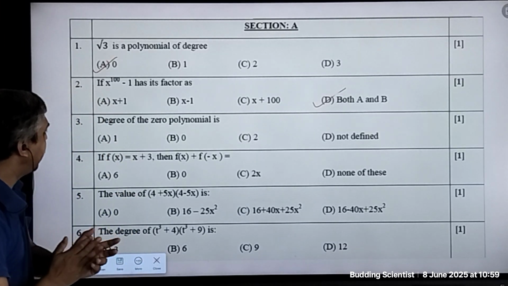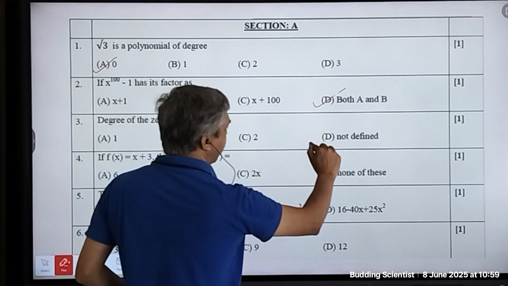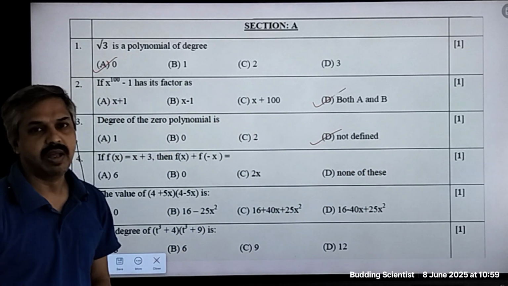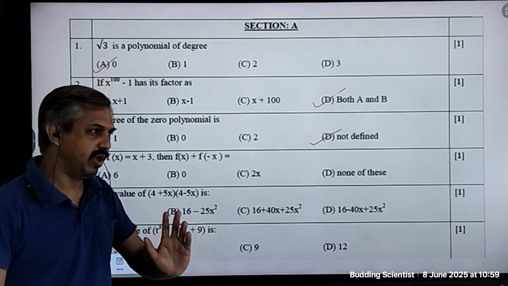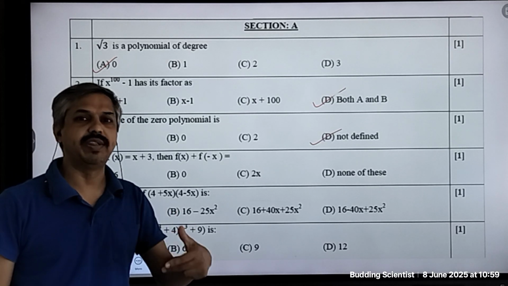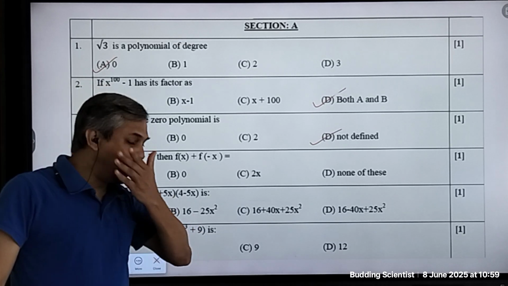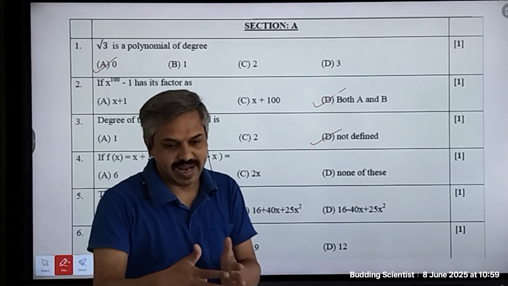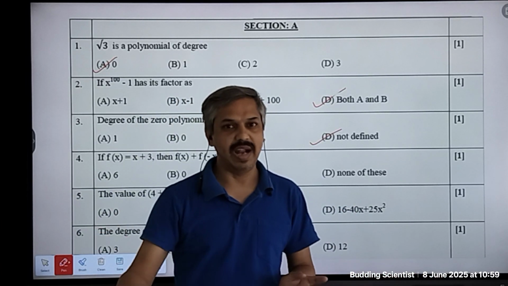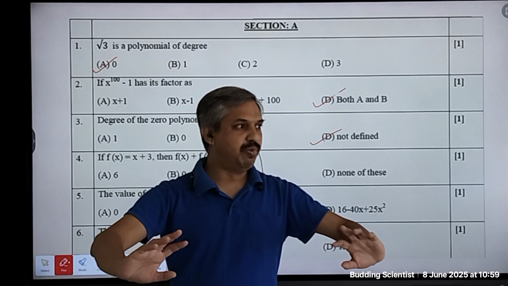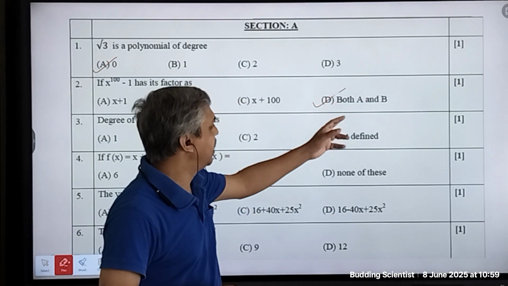Question number 3, degree of 0 polynomial. The degree of 0 polynomial is not defined. In mathematics, we say not defined if we do not know, out of the given 2 or 3 answers, which one is the sure shot correct answer. Mathematics does not like to live with that dilemma. Is it on left or is it on right? Is it this or is it that? If both answers are possible and we don't know which one is true, we go with saying it is not defined.